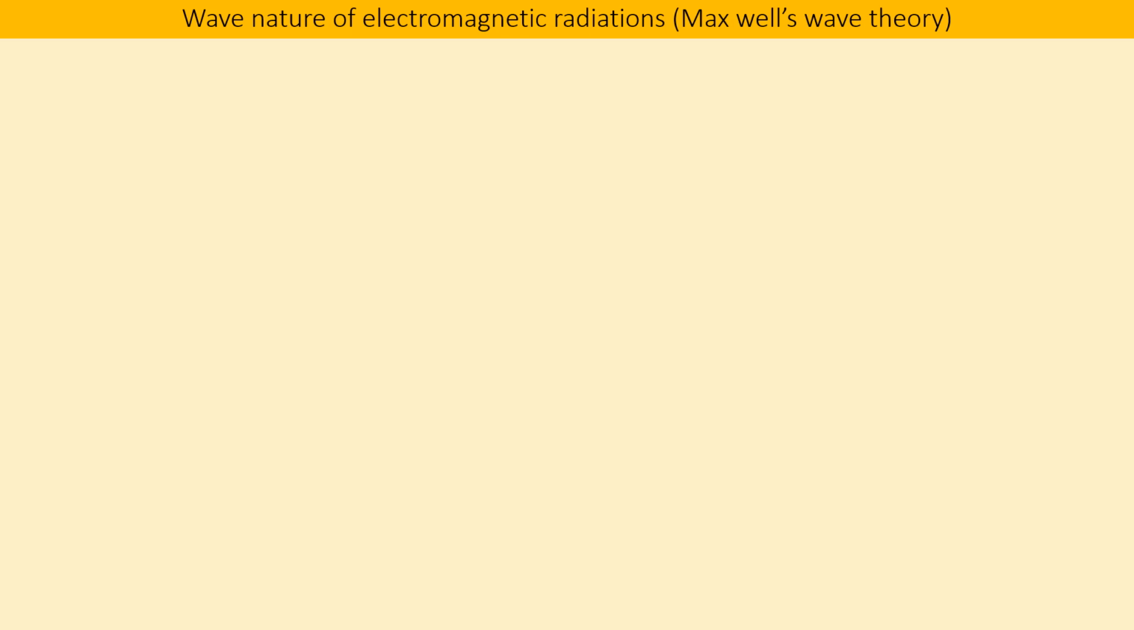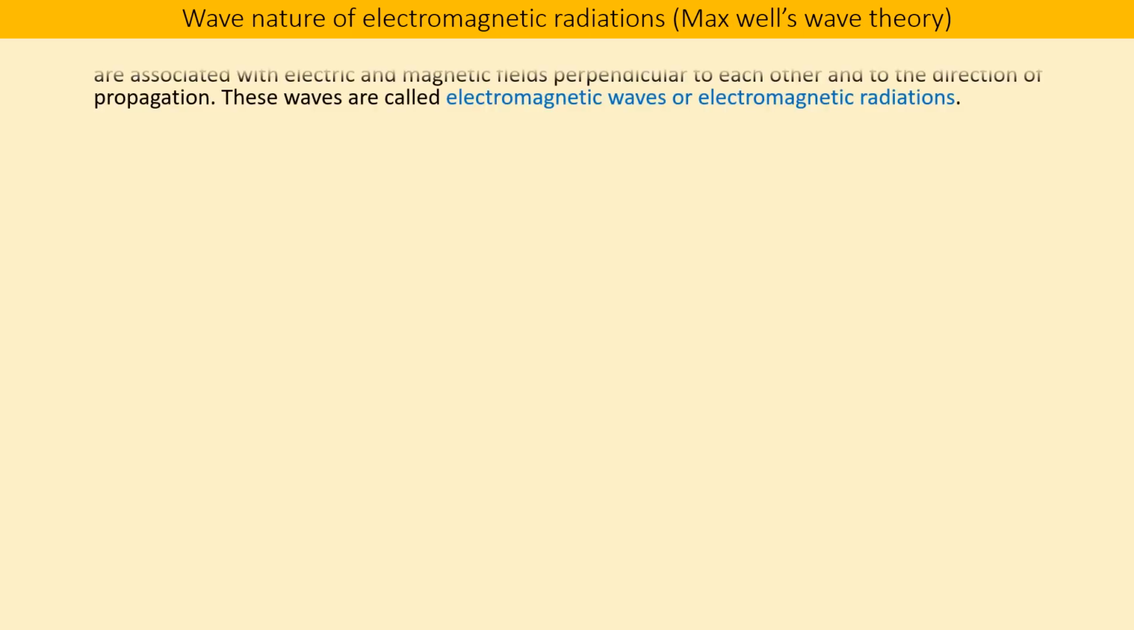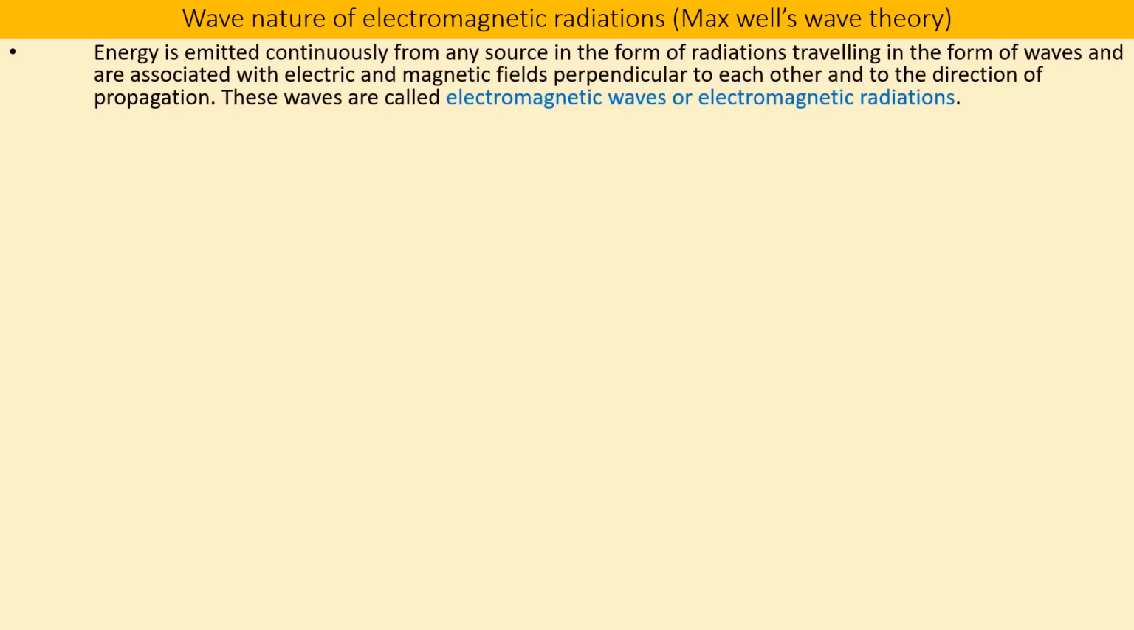Wave nature of electromagnetic radiations, that is Maxwell's wave theory. Energy is emitted continuously from any source in the form of radiations traveling as waves and are associated with electric and magnetic fields perpendicular to each other and to the direction of propagation. These waves are called electromagnetic waves or electromagnetic radiations, as we have seen earlier.